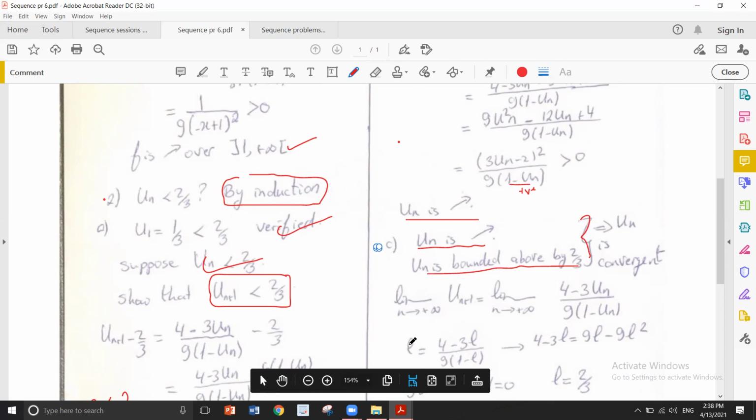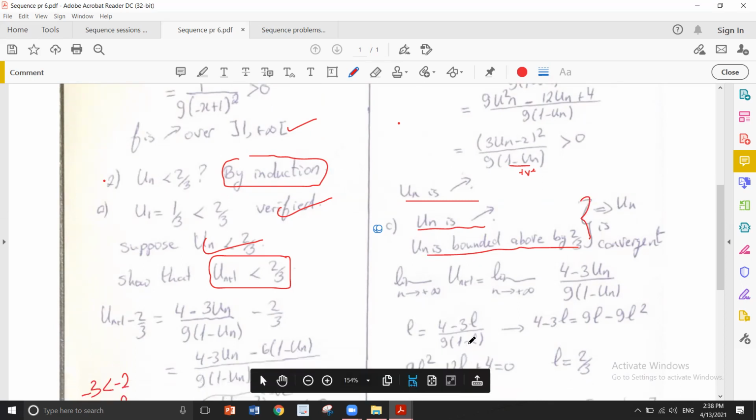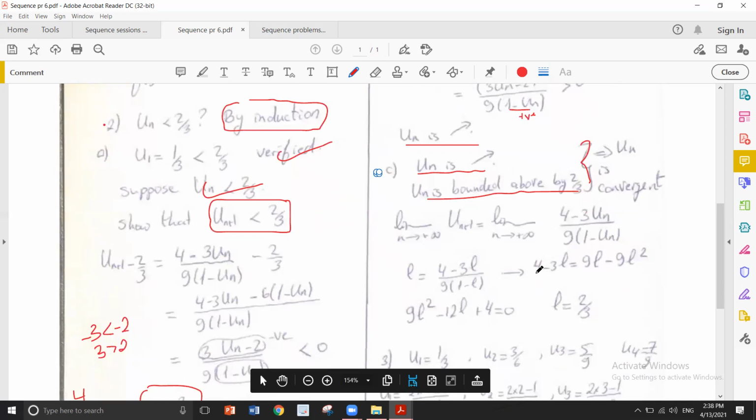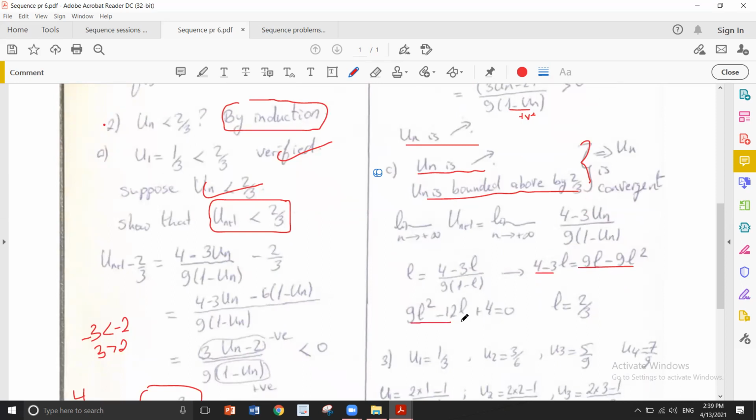I put L equal to 4 minus 3L over 9 into 1 minus L. Cross multiplying, we get 4 minus 3L equal 9L minus 9L squared, so 9L squared minus 12L plus 4 equals 0. We get one value if you use the calculator, which is 2 over 3.